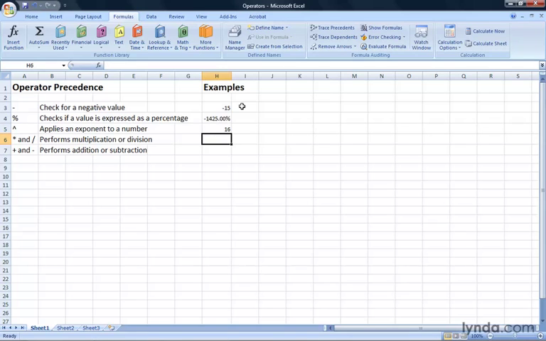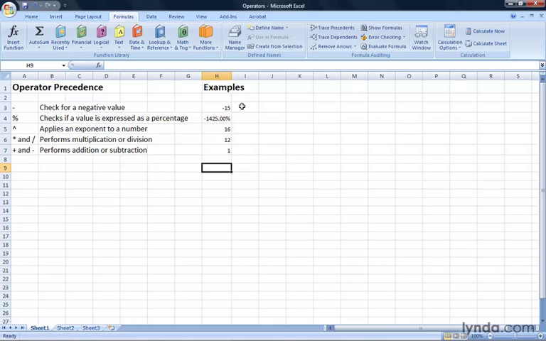The next operations in order are multiplication and division, followed by addition and subtraction. So let's say that I wanted to multiply 3 times 4, I would get 12, and if I subtract 3 from 4, I get 1. But what happens when you combine one or more of these operations, especially operations at a different level, into a single formula?